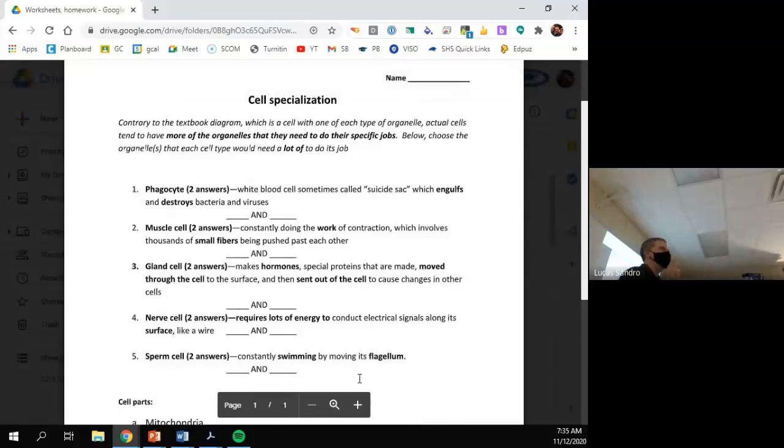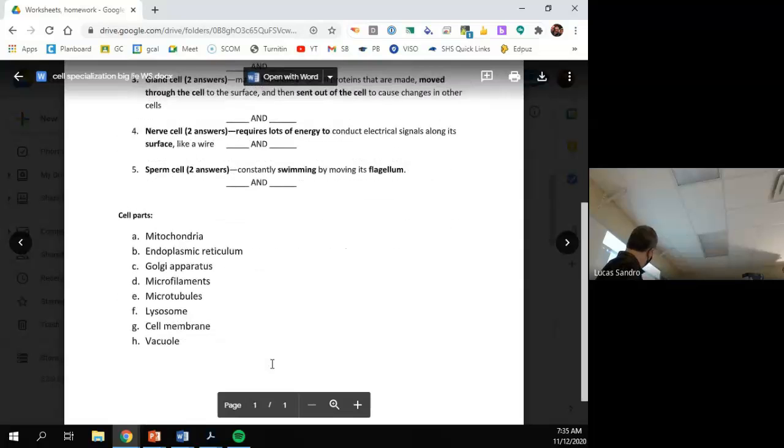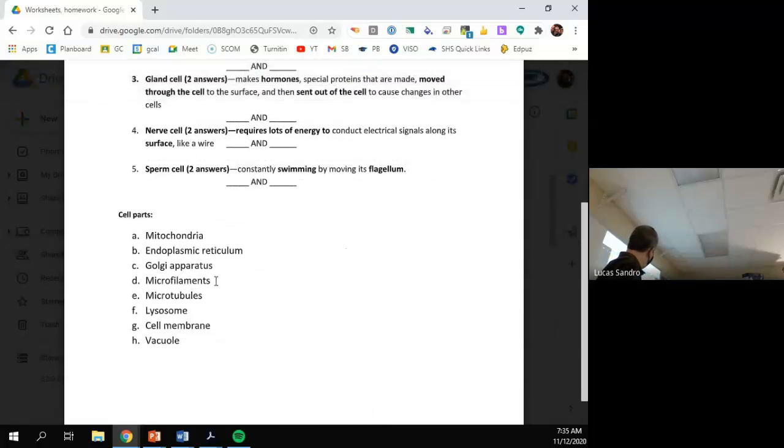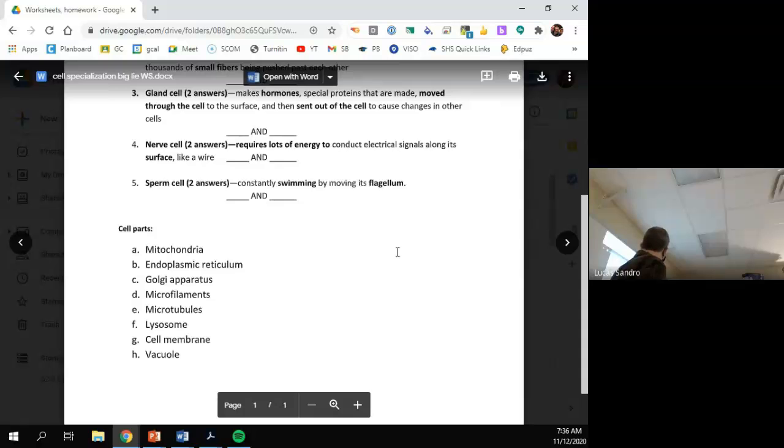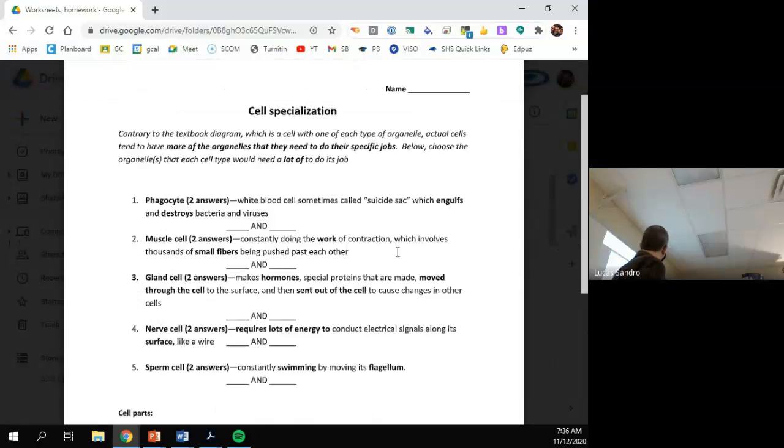We were after the part that allows a cell to change shape enough to swallow something. It's not the mitochondria. That's the one that provides energy. What we were looking for here was the one that helps the cell change shape, which is microfilaments. Remember, those are attached to the inside of the cell and anchored to the cell membrane and can help the cell change shape when it does something like swallow stuff like we showed in the endosymbiotic theory. So it was D as in dog and F that were the correct answers for number 1.